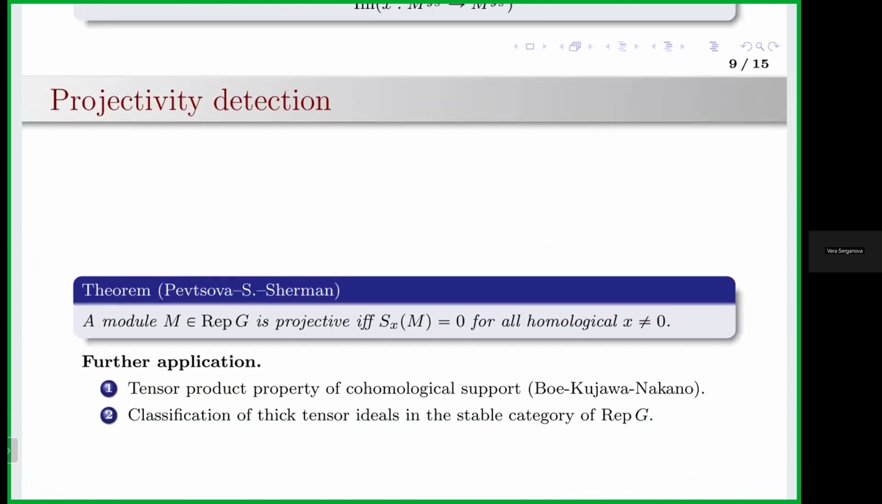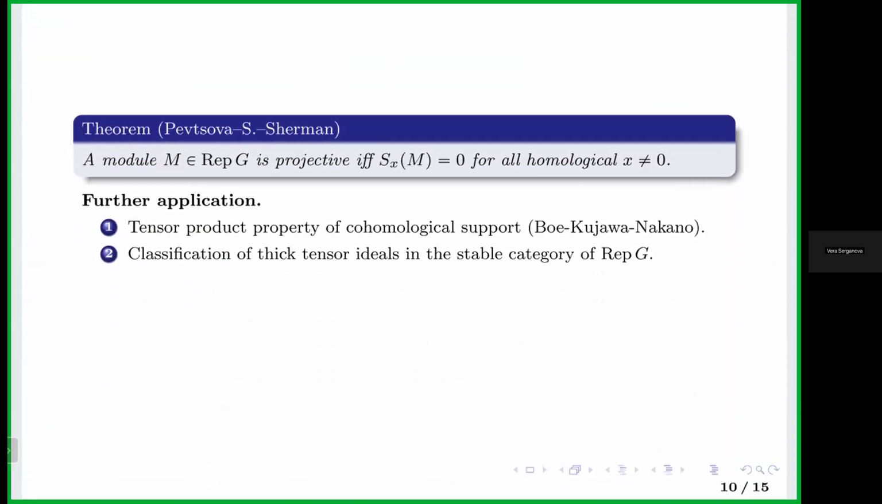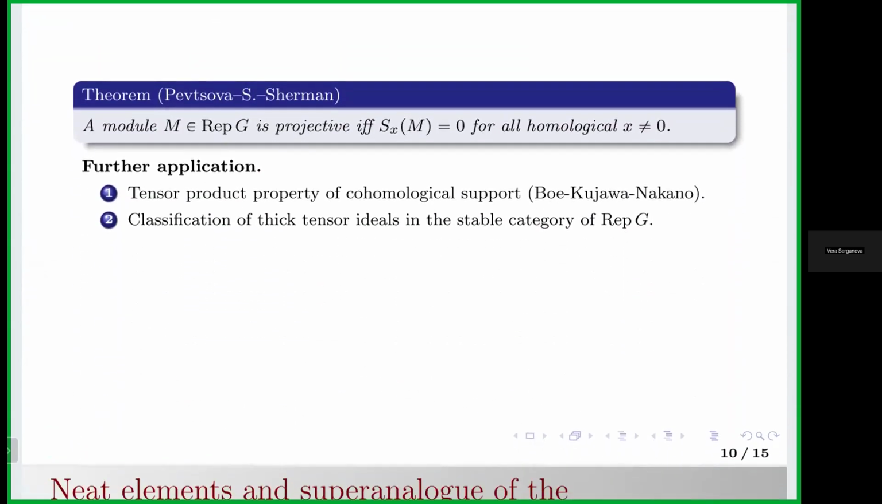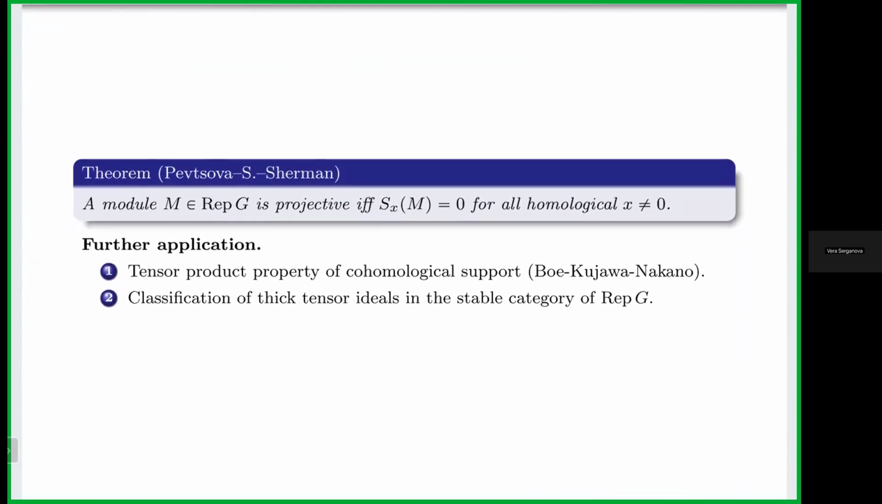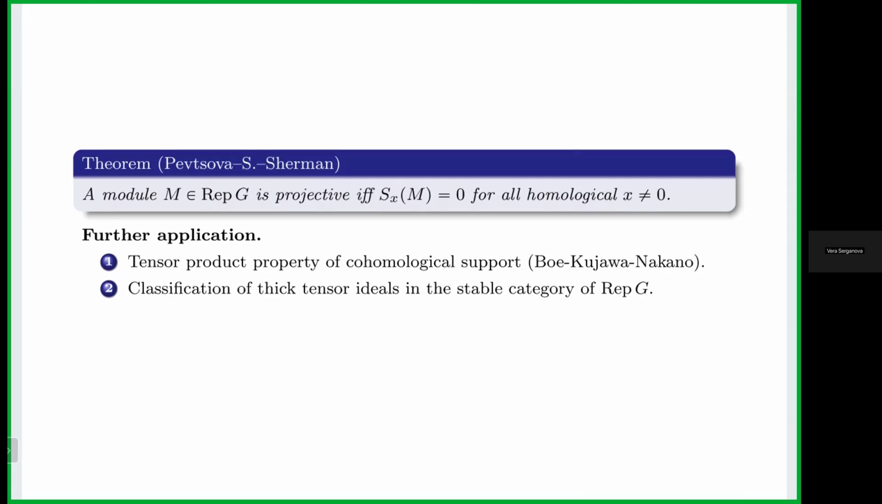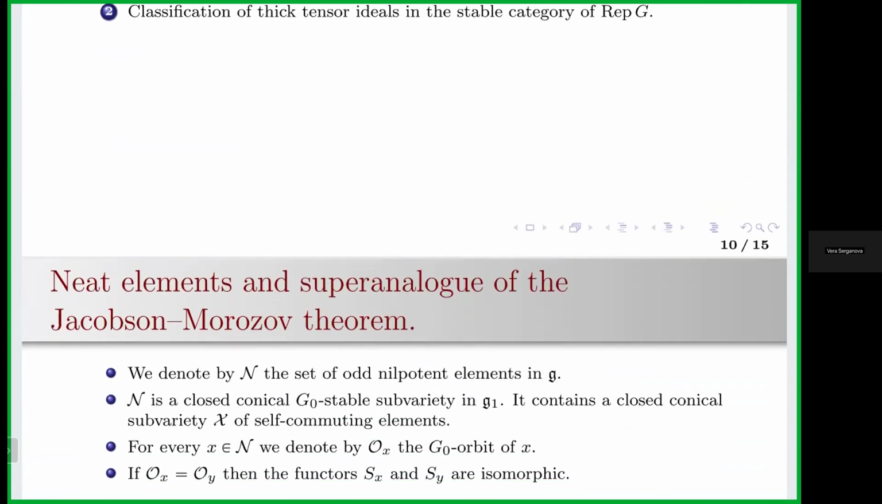So let me speed up. There are certain very important applications in my other work with Pevtsov and Sherman, which we call projectivity detection. A module M in rep G is projective if and only if Sx of M is 0 for any homological x. So this is a way to figure out when the module is projective.